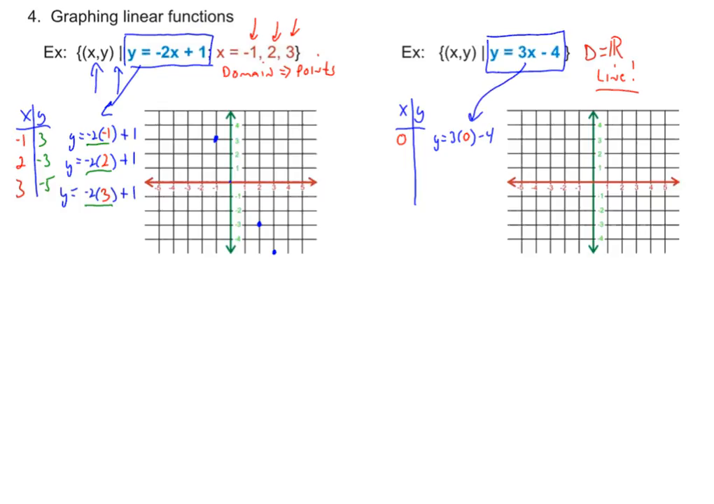So 3 times 0 is 0. 0 minus 4 is a minus 4. I have the point (0, -4). So I go to the origin, I go down 4, and I put that point, (0, -4).